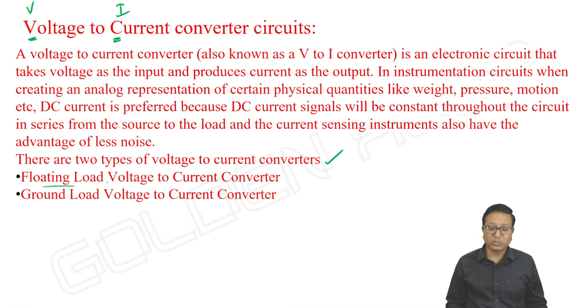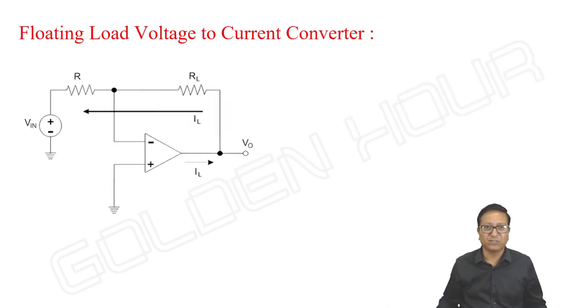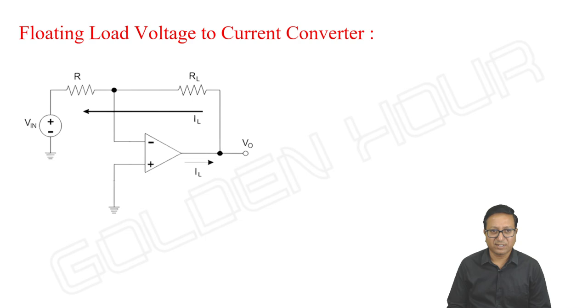What is meant by floating load? Let's see the very basic circuit. This is the floating load voltage to current converter. It's a basic non-inverting amplifier, nothing else, and the load resistor is connected here. The load is not physically connected to ground. It is a part of the circuit. RL is the device you want to drive, and it is connected here.